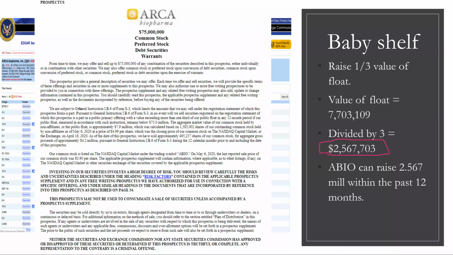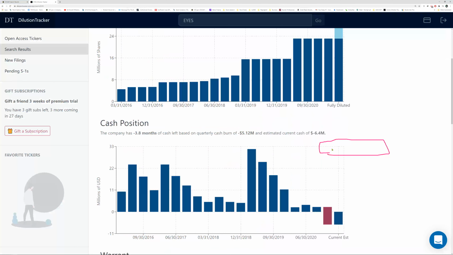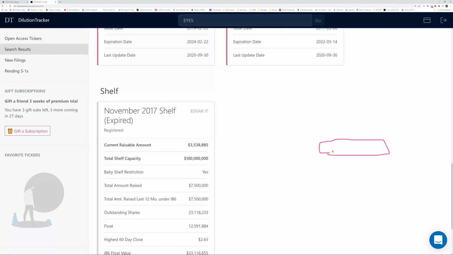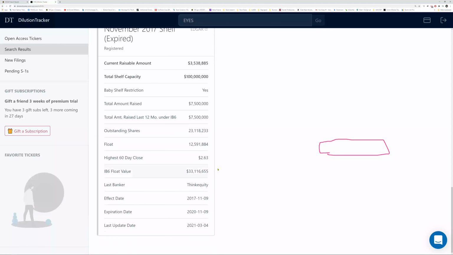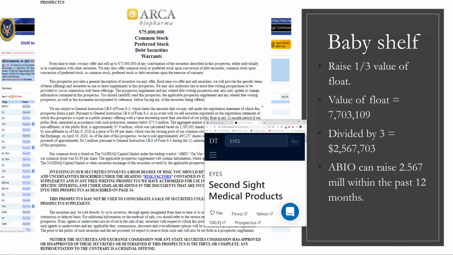So I'm showing you how we do this. I use Dilution Tracker as my cheat sheet because he does this for me, right? So he comes in, total amount raised under 12. So he's doing all this information for me, but you need to understand how to do it yourself and the point of it. So no questions on that? Okay, good.